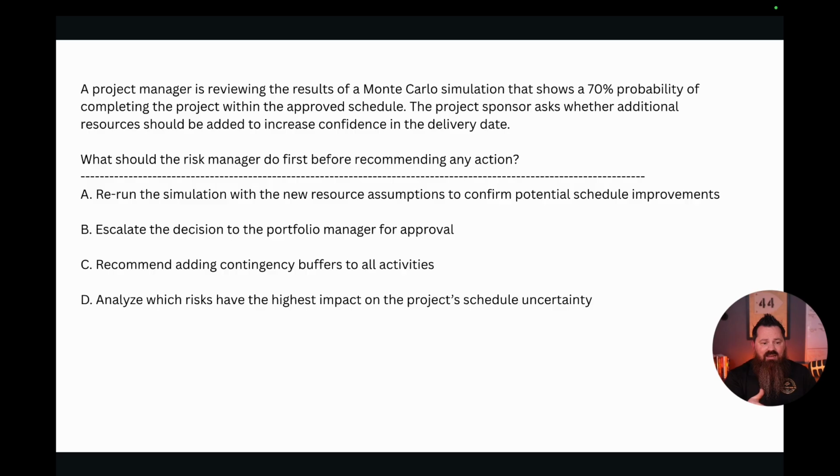And D, analyze which risks have the highest impact on the project schedule uncertainty. So it seems here we are going back, almost back to that qualitative. We're looking at what were the risks that actually impact this data to show us the 70% probability. So if you ask me right now, it's between A and D for me. I'm interested in what you think. A or D? What are your thoughts? Throw it down in the comments. All right. Let's check out the answer.